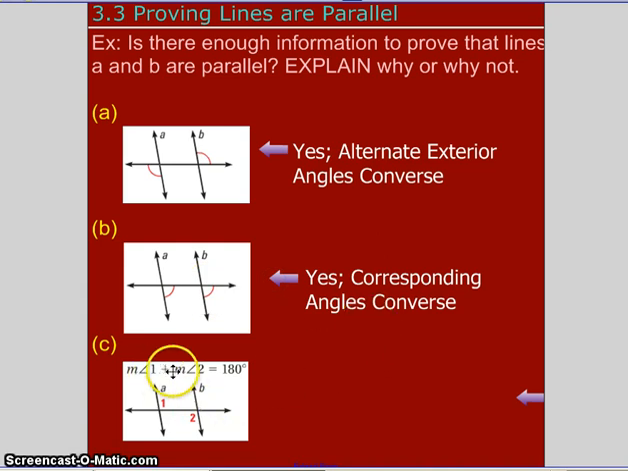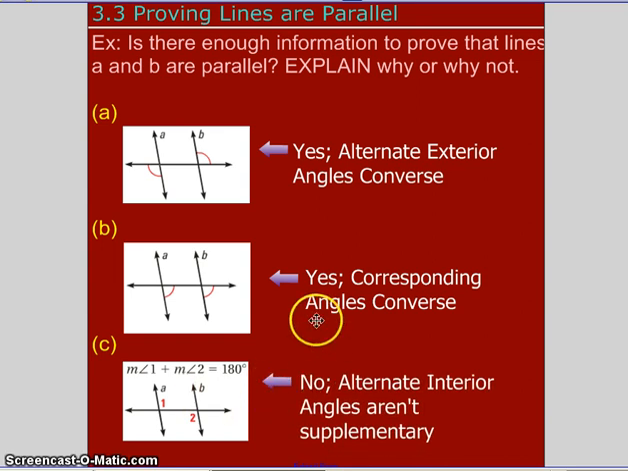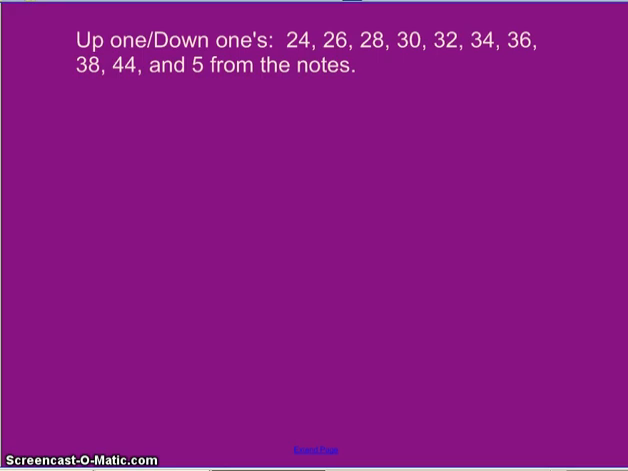And then it says that angle 1 and angle 2 adds up to equal 180. Well, notice that those aren't same side interior angles, so I'm going to say there's no way to prove that those two lines would be parallel just by that given information. So I think that's going to wrap us up real quick here.